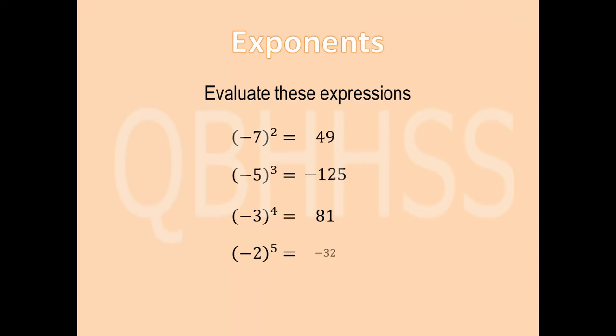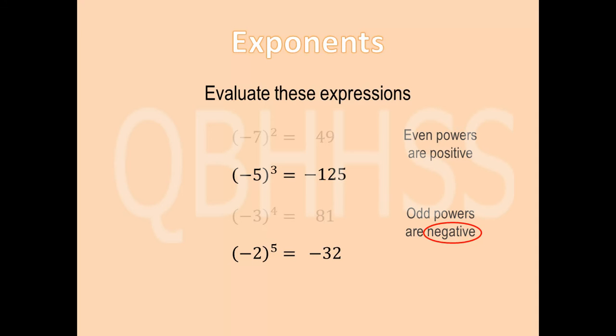So here are the answers you have found. Negative 7 squared equals 49. Negative 5 raised to the third power equals negative 125. Negative 3 raised to the fourth power equals 81. Negative 2 raised to the fifth power equals negative 32. You might have noticed a pattern. Raising a negative number to an even power like 2 and 4 gives you a positive result, while raising to an odd power like 3 and 5 gives you a negative result.